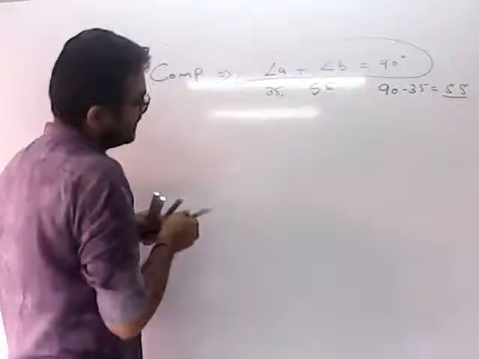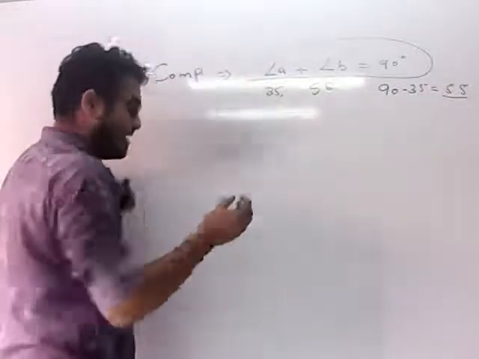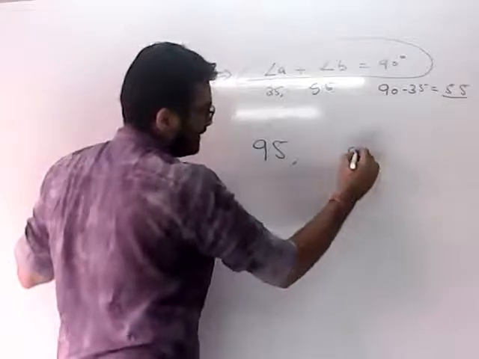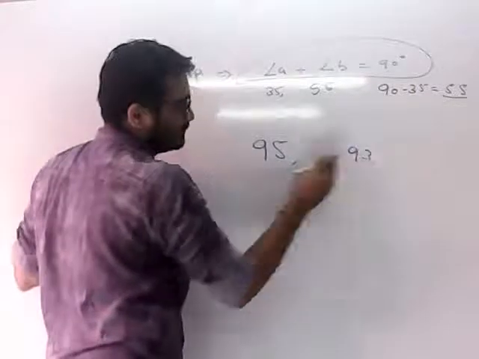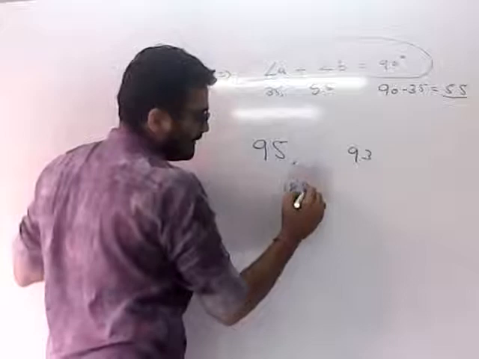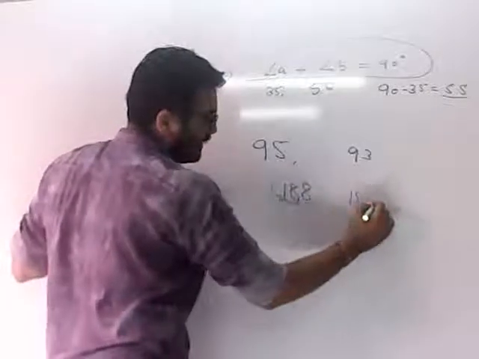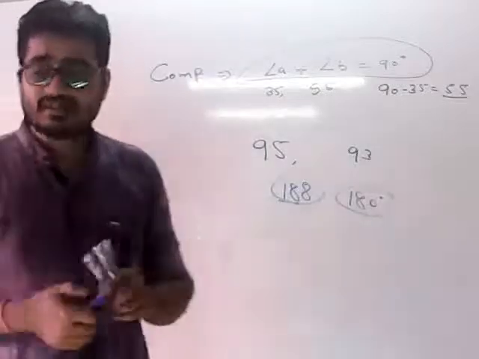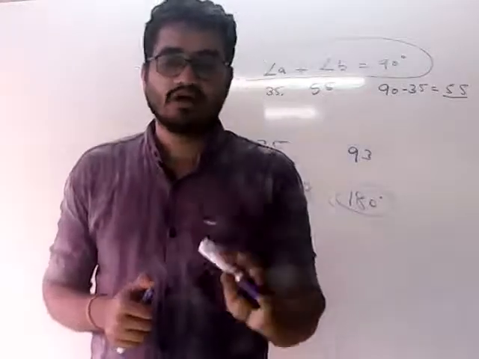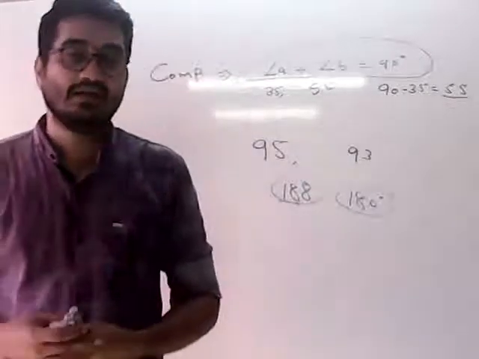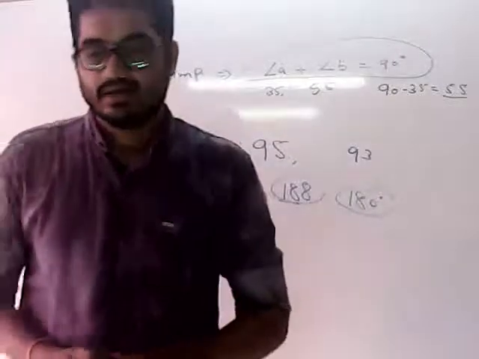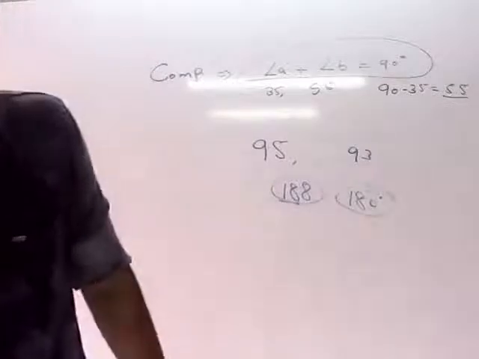Say for example, suppose if you are saying, sir, one angle is 95 and another angle is 93. So if you add this thing, what you will get? You will get 188. But what we require? We require 180 degree only. Okay. So that is why in the supplementary angle, two obtuse angles are not possible. What is possible only? That is one acute angle and one obtuse angle. Okay. So this is all about the complementary angle and supplementary angle.